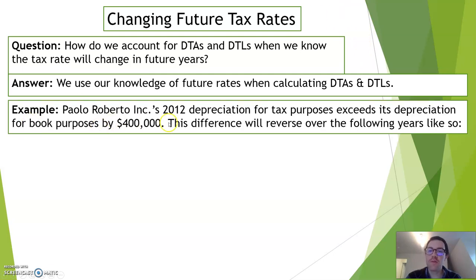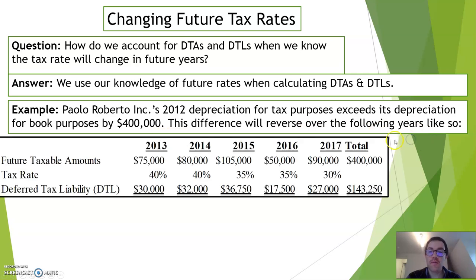Let's do it. Paulo Roberto's 2012 depreciation for tax purposes exceeds its depreciation for book purposes by $400,000. This difference will reverse over the following years, like so. And so it's going to reverse over, looks like 5 years here. And so you're going to have deferred tax liabilities like so. See how the tax rate changes every year? So that's the answer. That's how we're going to account for it. We are going to consider what the tax rate is in every year.